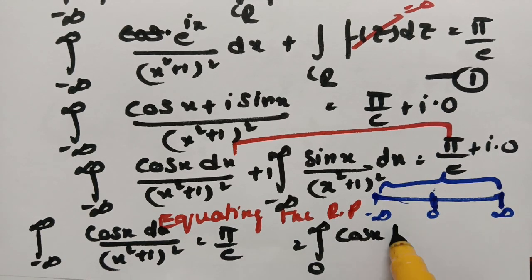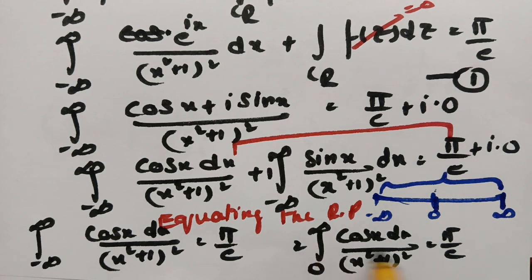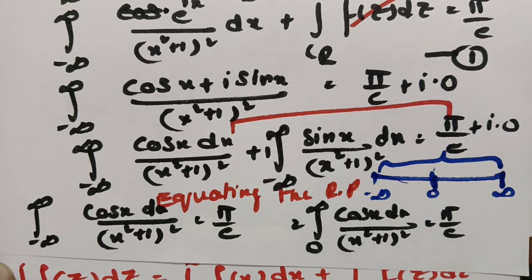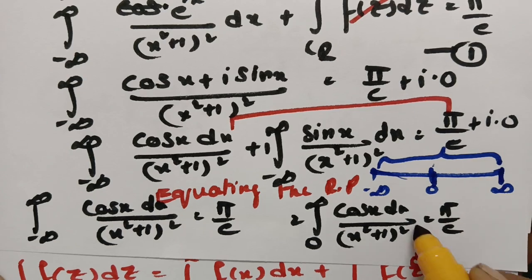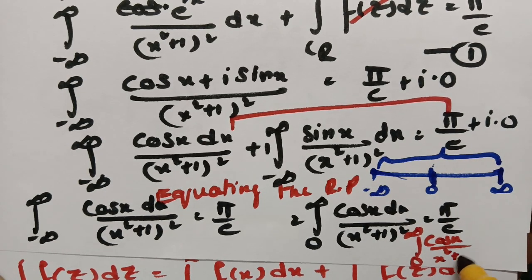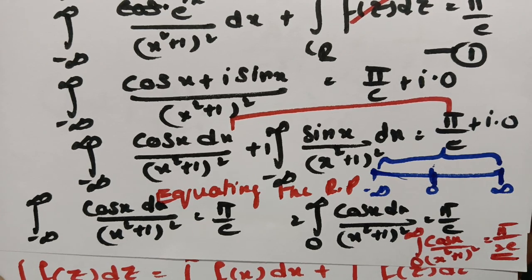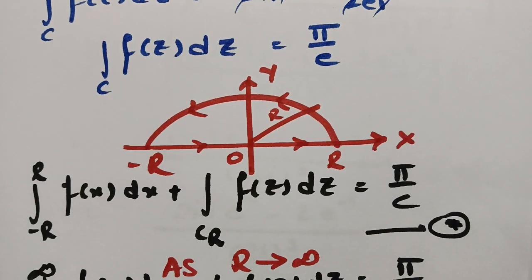This value, cos x dx by (x square plus 1) whole square, is equal to pi by e. If I send 2 to the other side, that will be our answer. Therefore, the integral from 0 to infinity of cos x by (x square plus 1) whole square is equal to pi by 2e. So this is our final answer. This is how we have to solve, and this is also so simple.